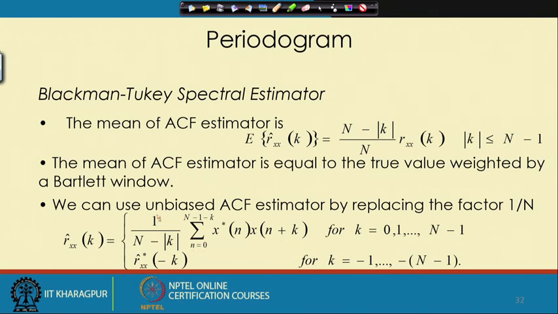What change have we done? Instead of taking 1 by n, which is insensitive to the fact that the number of terms is reducing with increase in the lag, we are taking the proportionate value here, 1 by n minus mod k. That means we are scaling according to how many terms are there, and the relation between the negative lags and the positive lags remains the same. There is no change there.